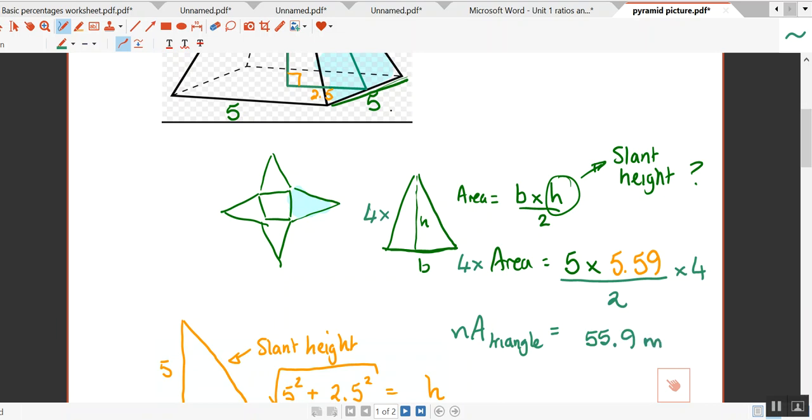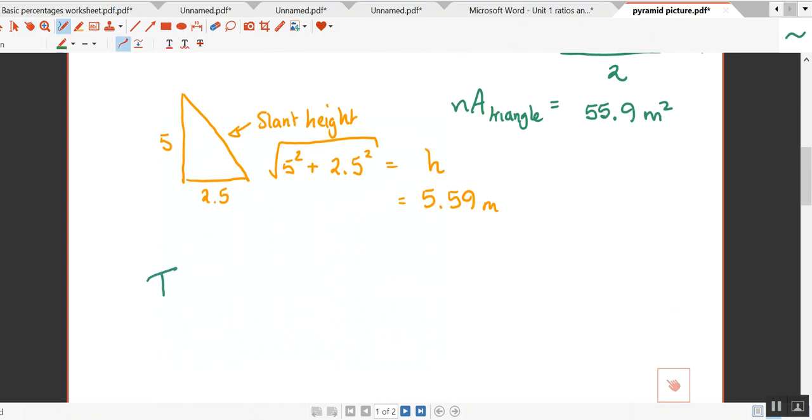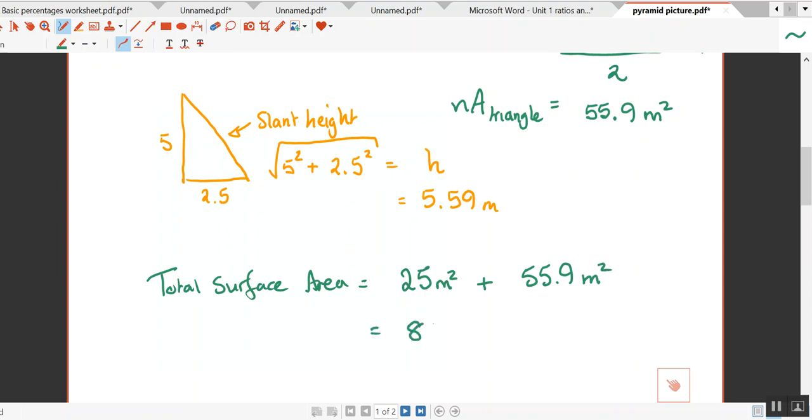Can anyone confirm? You actually calculated it. Yeah, that's what I got. So what's the total surface area then? So total surface area equals the 25 square meters plus the 55.9 square meters. So we've got 80.9 square meters. Okay. So that's your surface area of a pyramid.